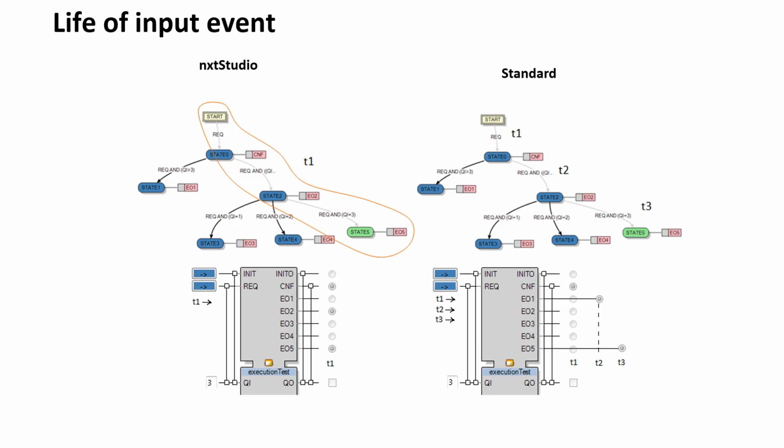In the NXT Studio implementation of IEC 61499, it is accepted that the event variable is true. In this particular case it will be used 3 times, but in the next slide I will show you the general rule.